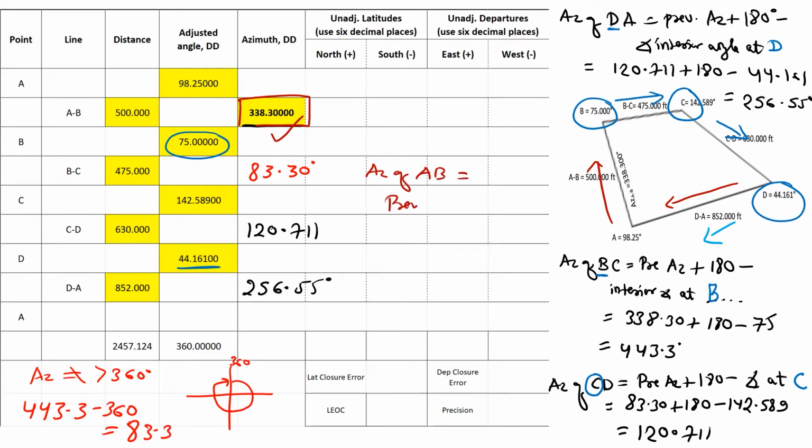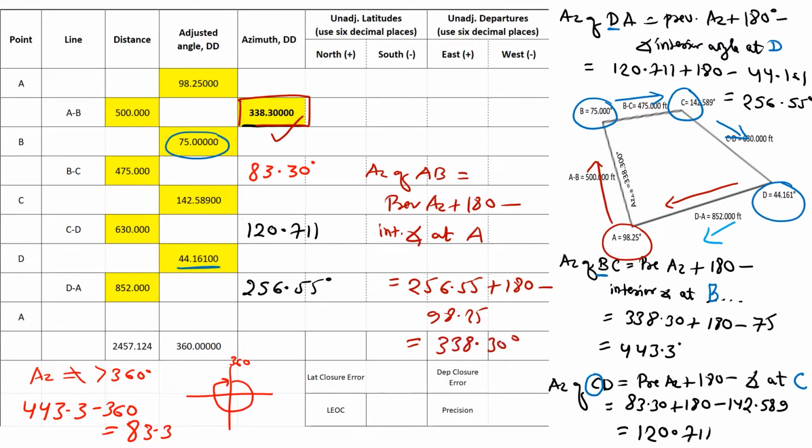So what is the azimuth of AB? You take the previous azimuth plus 180 degrees minus the interior angle at A. My previous azimuth is 256.55 plus 180 degrees minus the angle at A, which is 98.25. If I solve this, then I get 338.30, and you can see that this value matches with the azimuth that is provided in the question.